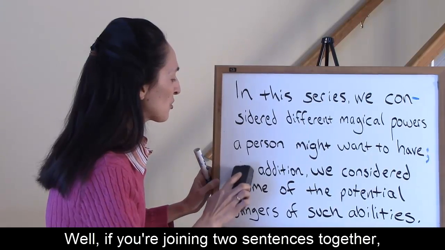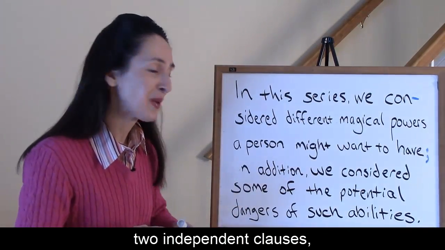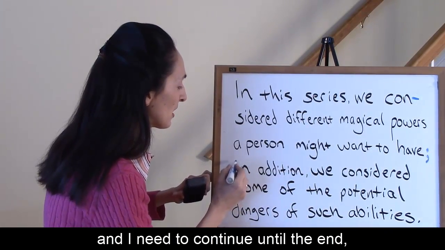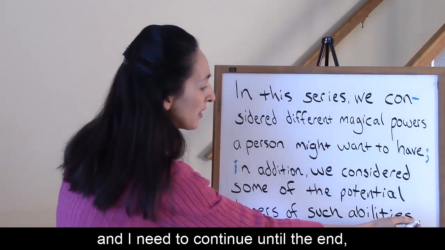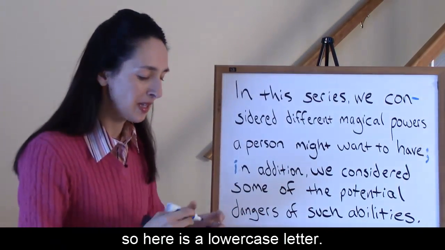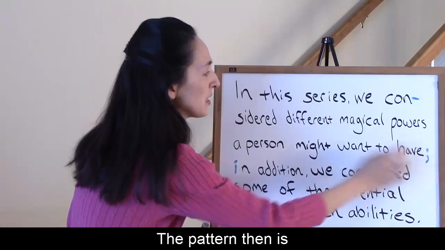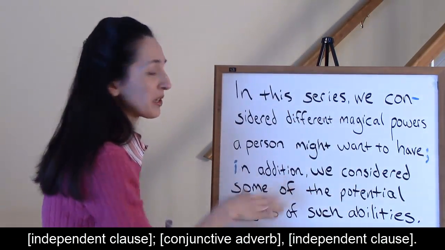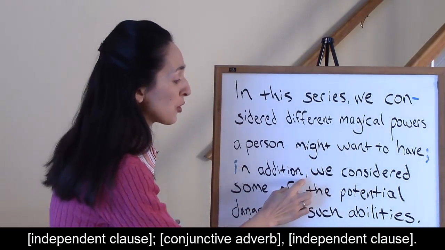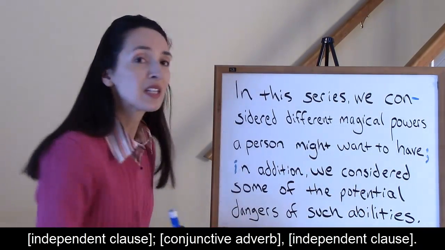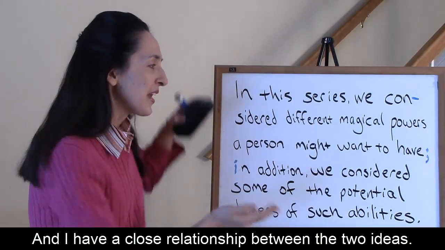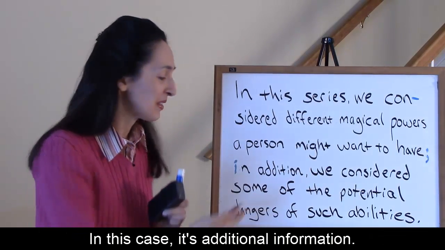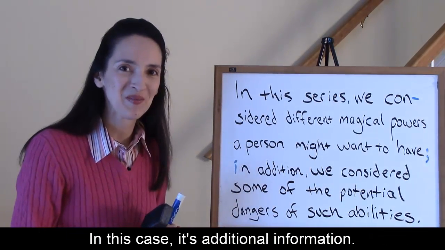Well, if you're joining two sentences together, two independent clauses, we now have one long statement, and I need to continue until the end. So here is a lowercase letter. The pattern then is independent clause, semicolon, transition word, conjunctive adverb, followed by a comma, and then my next independent clause. And I have a close relationship between the two ideas. In this case, it's additional information.